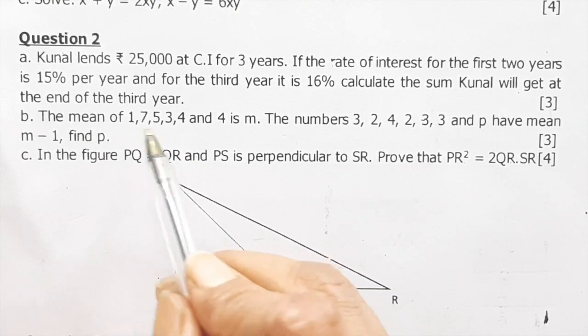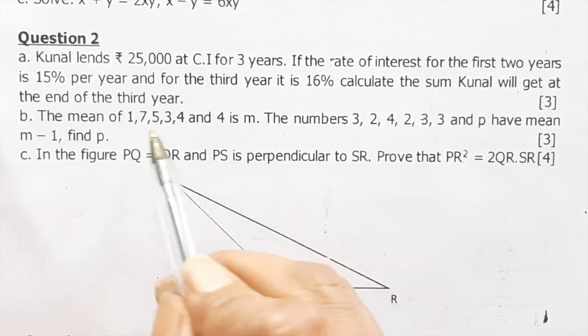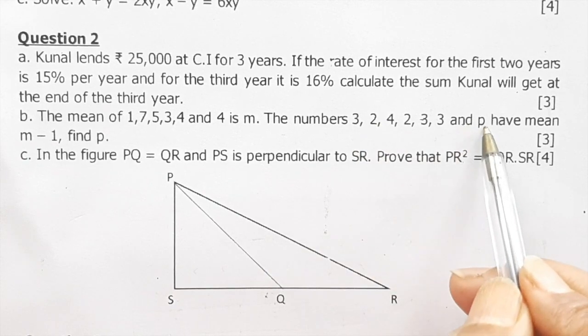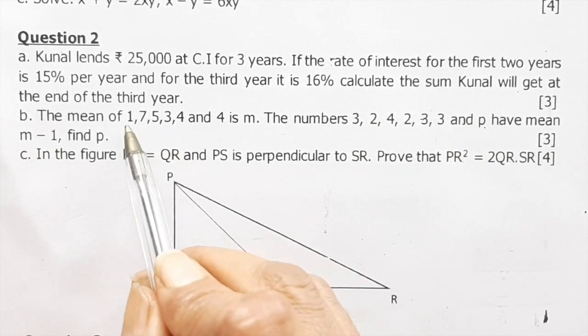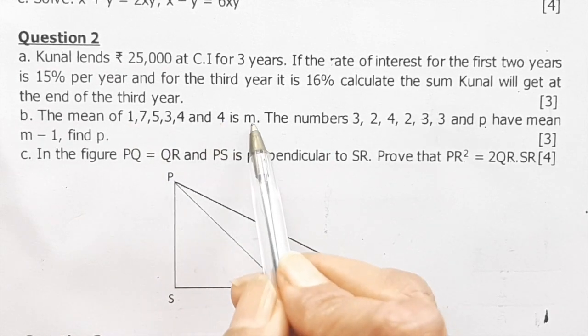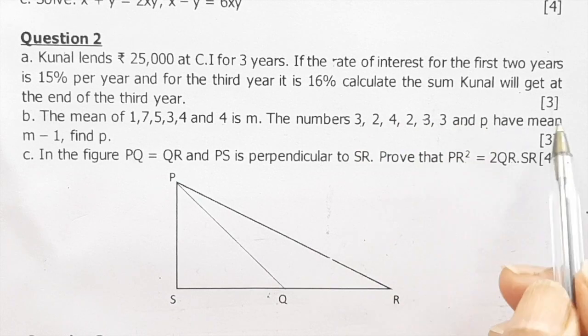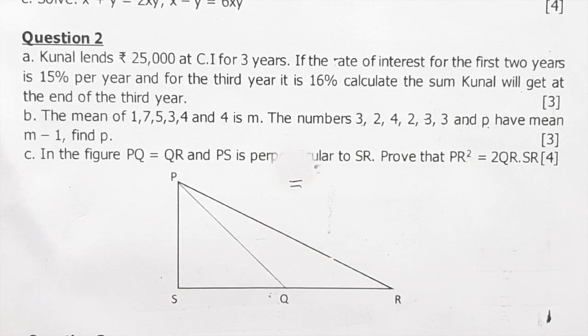The mean of 1, 7, 5, 3, 4 and 4 is m. So m is the mean of these numbers, and these numbers and p have the mean as m minus 1. So we will have to use the mean formula and get the value of m, and then we will write that these ones will have the mean as m minus 1. So let's see how we write the steps.